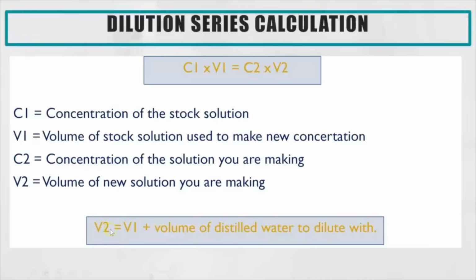Now the second formula down here is showing you what V2, so the final volume, is actually consisting of. So it's V1, the volume of the stock solution you're transferring over, plus the volume of water that you're going to be diluting it with. And you will often need both of these formulae to complete an exam question. And I think that's often why students find these questions hard, because they just use that top formula.